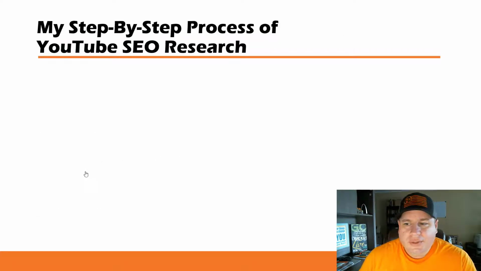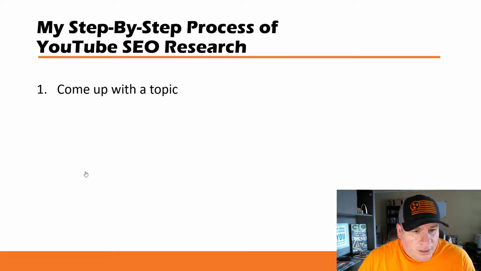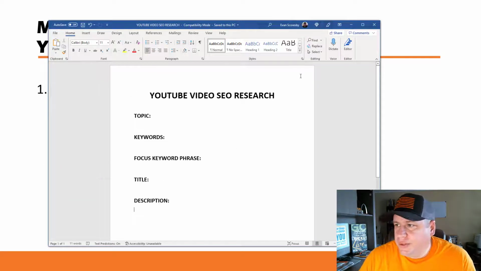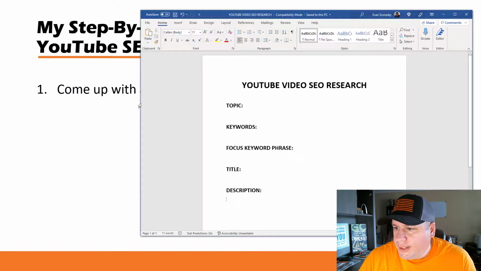Okay, so let's go through my step-by-step process and I'll show you what I go through when I'm doing my research for videos that I put out on YouTube. The first thing that I do is I come up with a topic, and I'm going to walk you through this. I usually pull up a document that will guide me through this process. I usually use a Word document or a notepad or something like that.